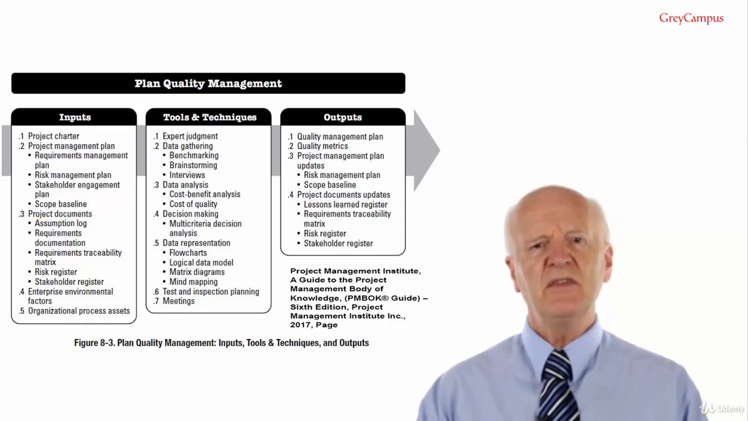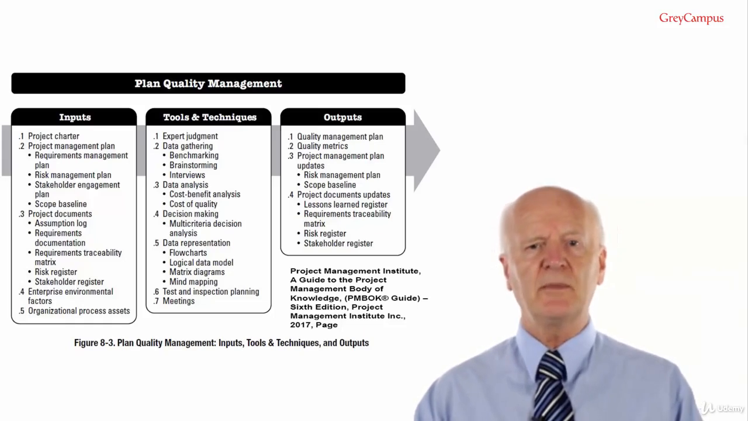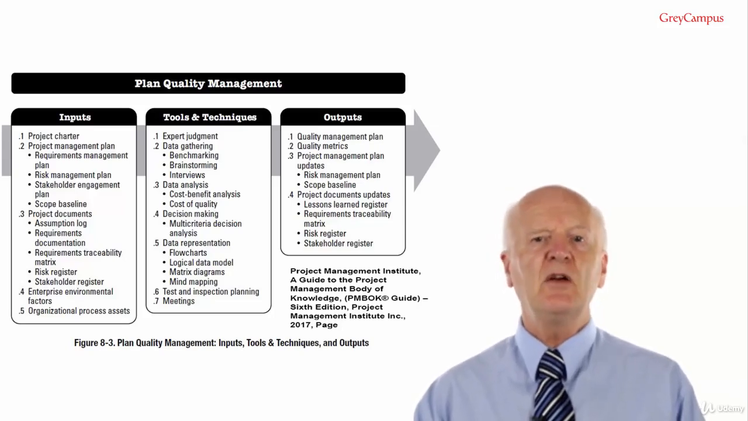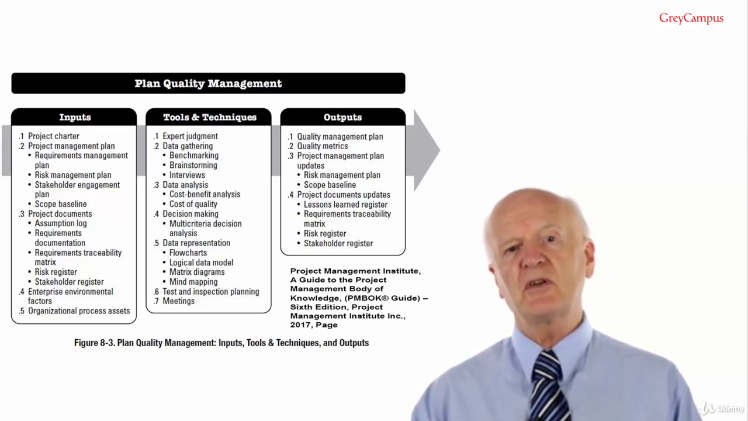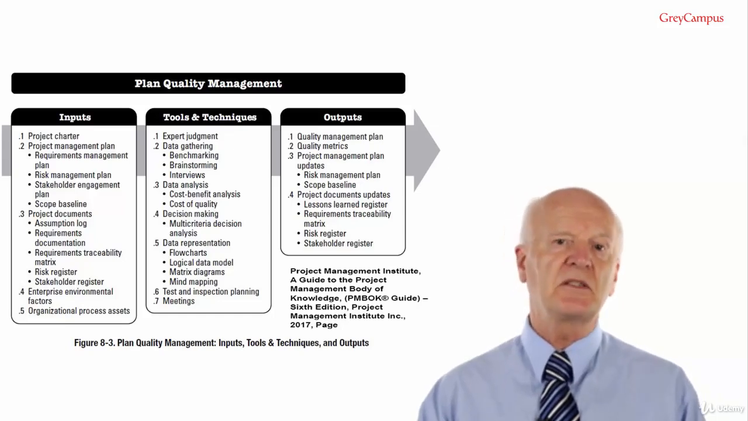The risk register. This holds information on threats and opportunities that may impact quality requirements. Stakeholder register. This helps identify stakeholders who have a particular interest in or impact on the quality, with the emphasis on the customer and the project sponsor needs and expertise.